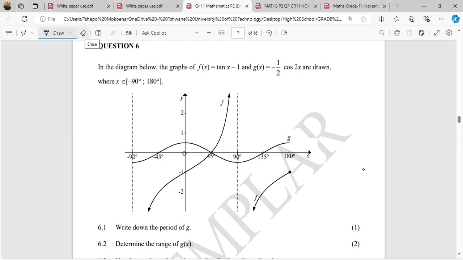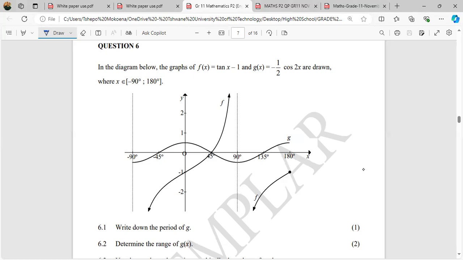We're gonna start reading questions, starting here at question number 6. Question number 6, they say to us, in the diagram below, we are given two graphs. We are given the graph of F. We are also given the graph of G. The graph of F is a tan graph, and the graph of G is a cosine graph, drawn where x is an element within the interval between negative 90 degrees and 180 degrees. We are not given the equations, we are given the sketches of the graphs.